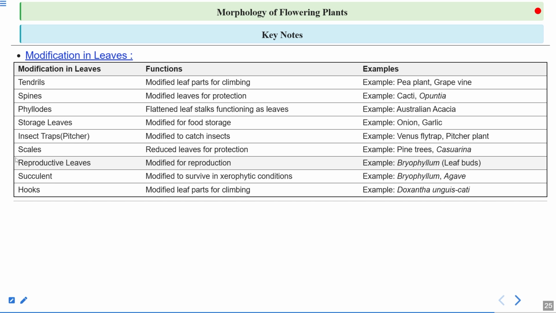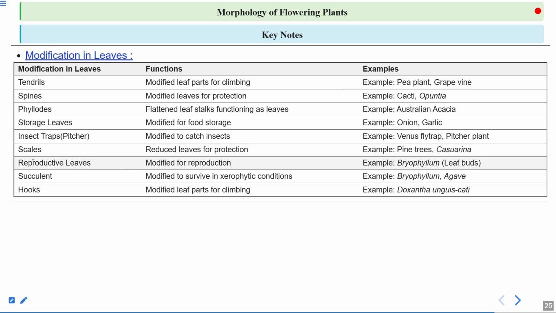Okay, clear? The scales are reduced leaves and they also provide protection. Examples are pine tree and Casuarina. So the scales are reduced leaves that provide protection. They are found in desert plants and conifers as well. They help reduce water loss also. Clear? They are very common in pine trees.